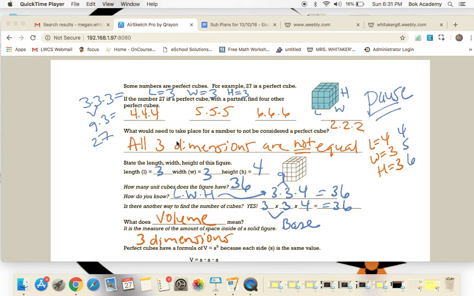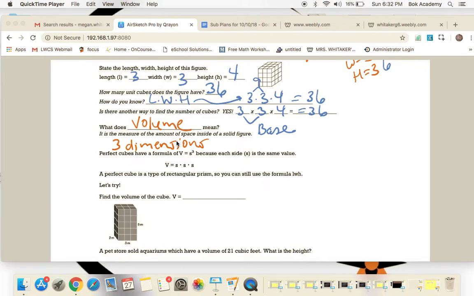Perfect cubes have a formula of V equals S to the 3rd power, because each side, S, is the same value. So V equals S times S times S, S standing for sides. A perfect cube is a type of regular rectangular prism, so you can still use the formula length times width times height. So let's try it now.